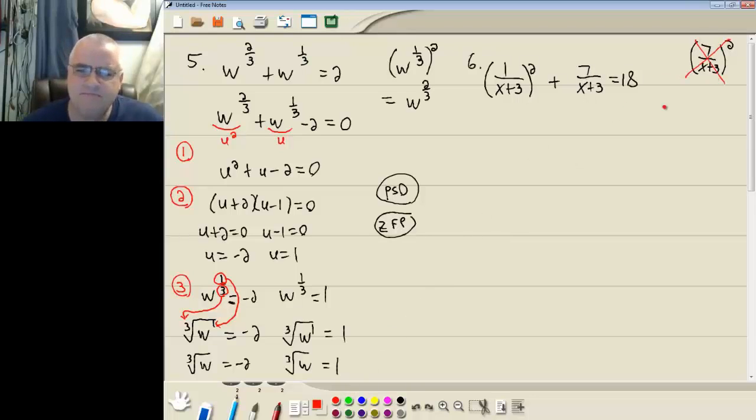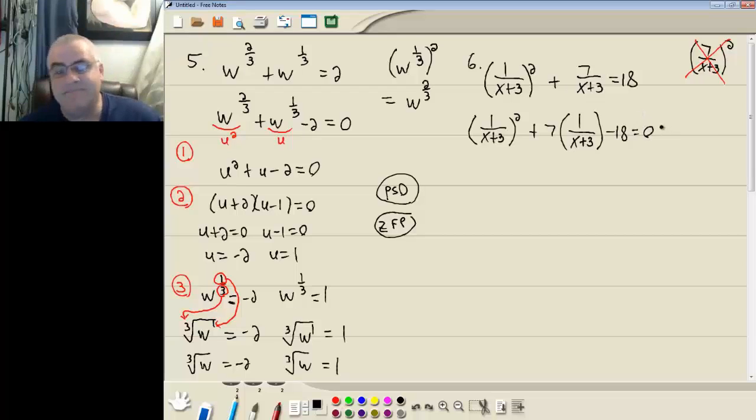What I could do is rewrite it this way. 1 over x plus 3 squared. That's 7. I can put it out in front as the coefficient, times 1 over x plus 3. Now bring the 18 to the left side, it becomes a negative 18, because we know we have to have 0 on that side. Okay, now if I take the middle part, which is 1 over x plus 3, and take it to the second power, it gives me the first term. So then it works out. So sometimes you have to do a little bit of manipulation like that.